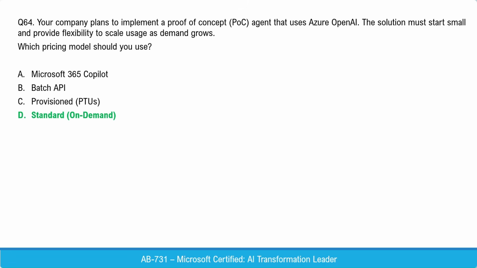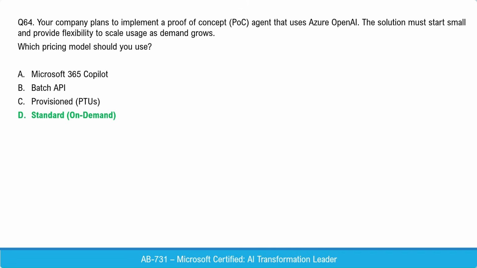Let's understand why. So in this case, the company wants to build a POC using Azure OpenAI, start small and have the flexibility to scale as demand grows. Option D, standard on demand pricing is the best fit over here. This model is based on usage, meaning you only pay for what you consume. This makes it ideal for POC scenarios where demand is uncertain and you want to control costs while experimenting. As usage increases, the solution can scale naturally without needing upfront commitments.